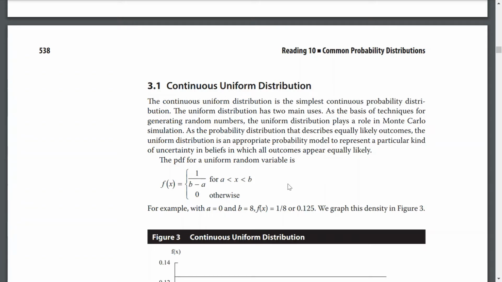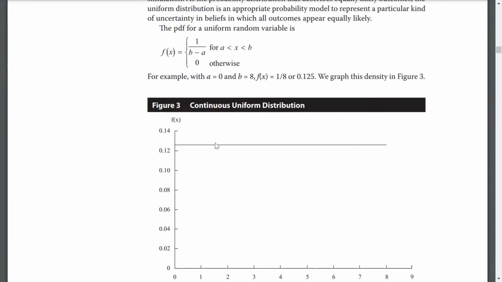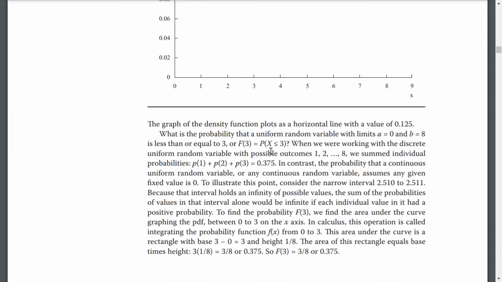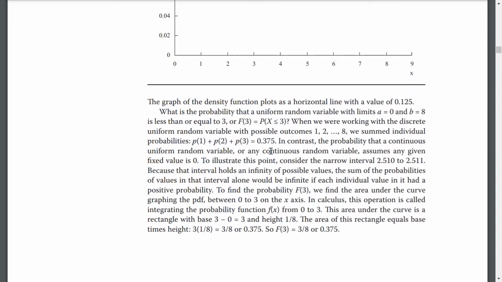The PDF for a uniform random variable looks like this. For example, a equals 1, b equals 8, f of x equals 1 out of 8, or 0.125. We graph the density in figure 3. So this is what it looks like. The graph of the density function plots as a horizontal line with the value of 0.125.